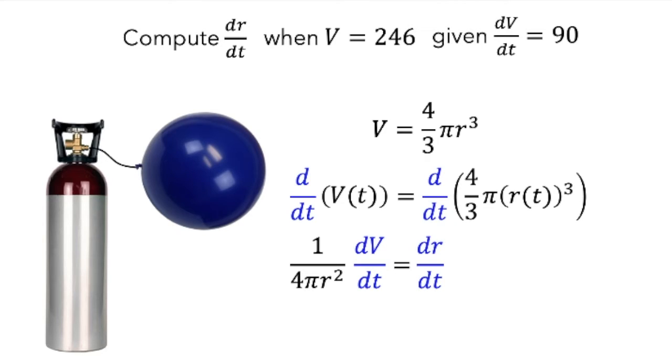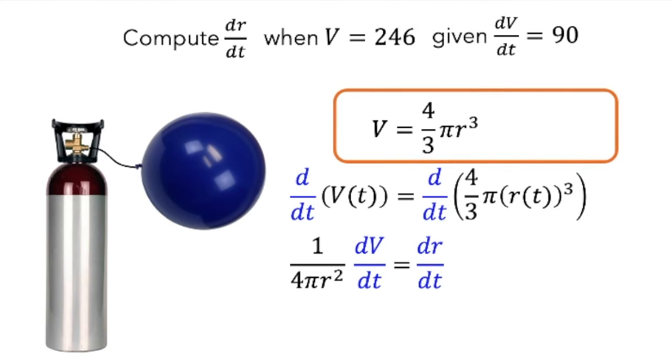Now we have a formula for dr dt that involves dv dt, which we know is equal to 90, and r. We can use the formula that relates volume and radius to find the radius when the balloon has a volume of 246 cubic inches. We can plug 246 in place of v and solve for r, getting that r is approximately 3.9 inches.